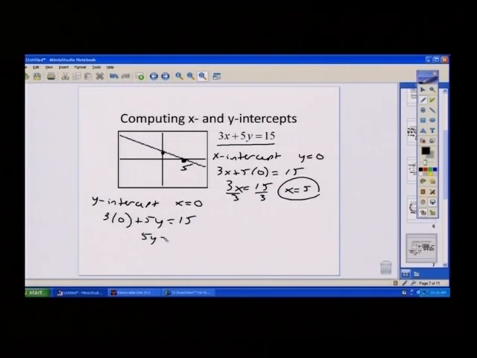So 5y equals 15. If I divide by the 5, I get a y value of 3. So my x-intercept is at the ordered pair (5, 0), and my y-intercept is at the ordered pair (0, 3).